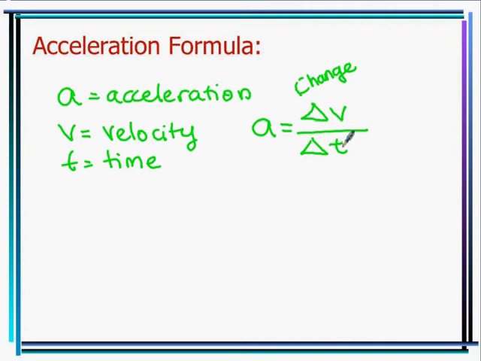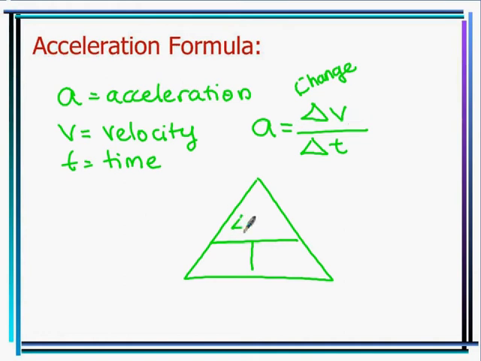Okay, so let's break this formula down. Let's get our triangle. And remember, anything on the top of a fraction will always go on the top of our triangle. So change in velocity. Anything on the bottom of a fraction will go below it. Change in time, and then what's left over goes in the hole. So acceleration equals change in velocity over change in time.